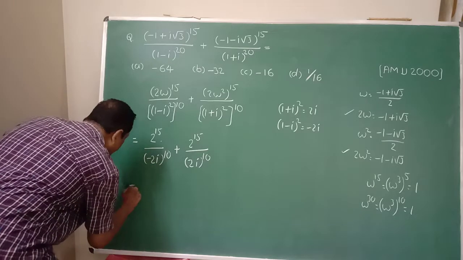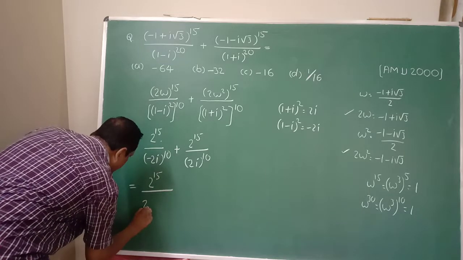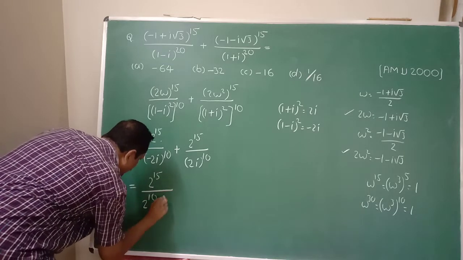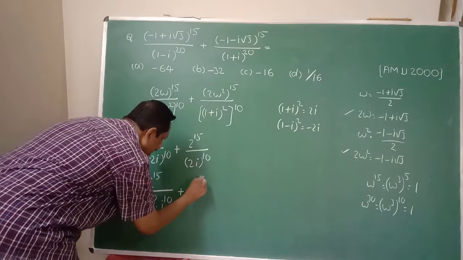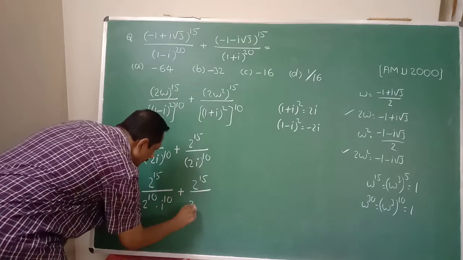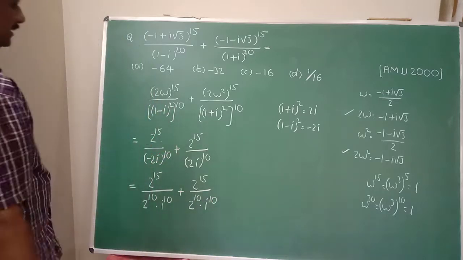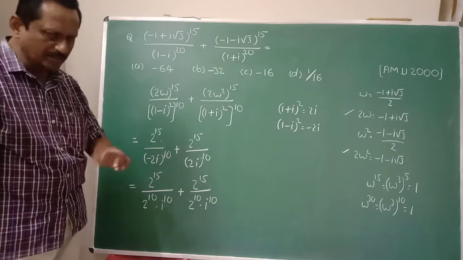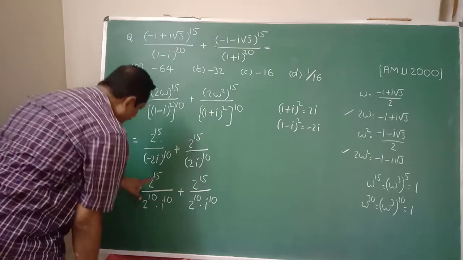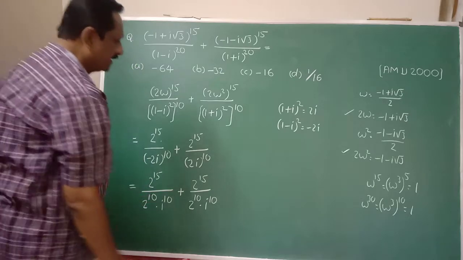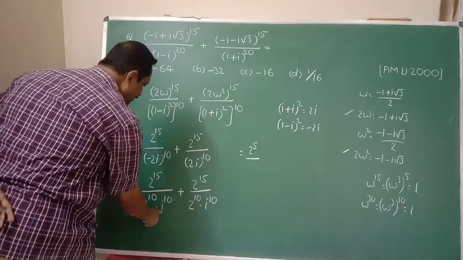Hence this equals 2 raised to 15 divided by 2 raised to 10 into i raised to 10, then plus 2 raised to 15 divided by 2 raised to 10 into i raised to 10. Using laws of indices, 2 raised to 15 divided by 2 raised to 10: 15 minus 10 is 5. Hence 2 raised to 5 divided by i raised to 10.